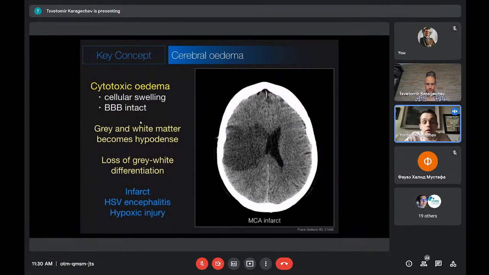And this is if there is edema in the brain. There are two types of cerebral edema, cytotoxic and vasogenic. This is the first type, cytotoxic, where you can see, like we were talking until now about the gray-white matter differentiation, how it's lost on the left side. Sorry, this is the right side of the brain.